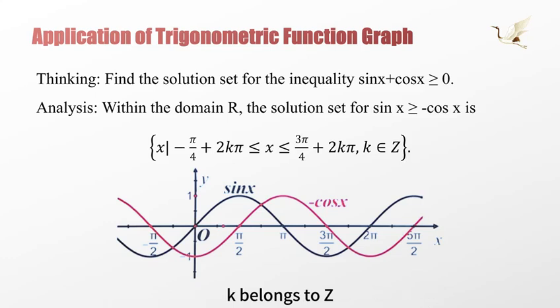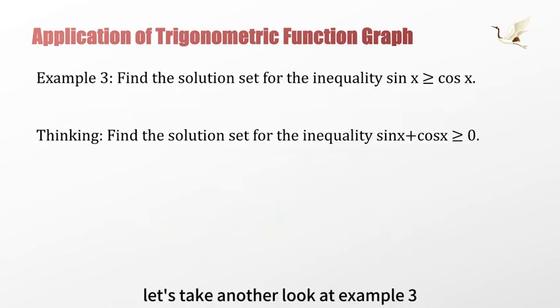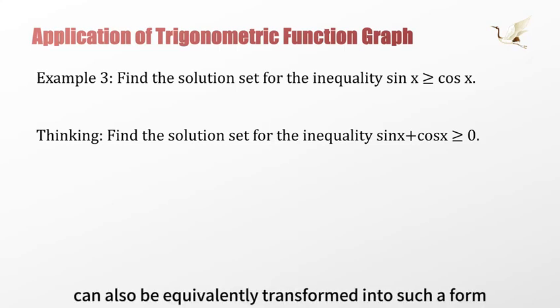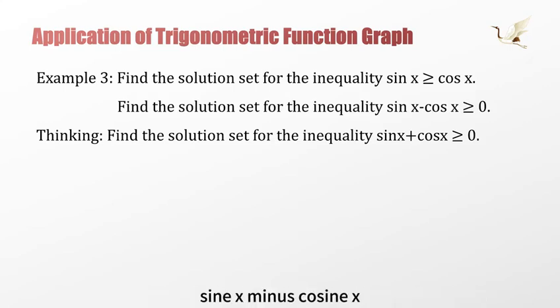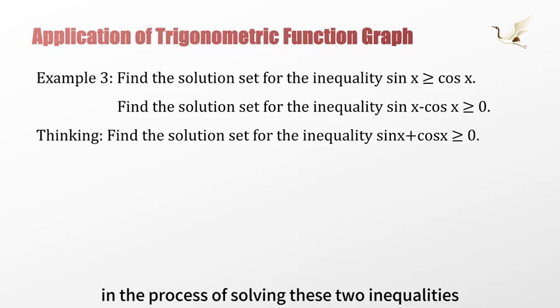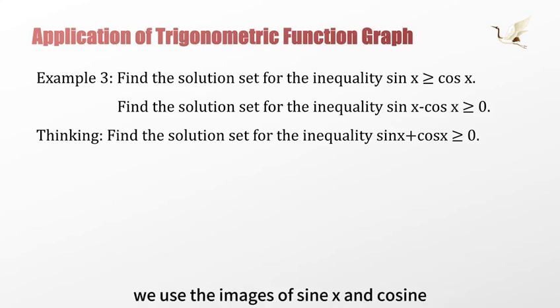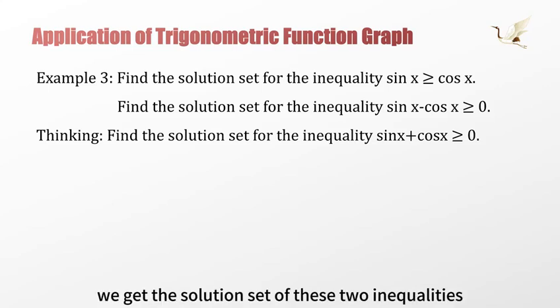K belongs to Z. Let's take another look at example 3 and this thinking problem. In fact, example 3 can also be equivalently transformed into such a form. That is to find the solution set of the inequality sin x minus cosine x greater than or equal to 0. Our thinking problem is the solution set of sin x plus cosine x greater than or equal to 0. In the process of solving these two inequalities, we use the images of sin x and cosine x and their properties. By observing the image, we get the solution set of these two inequalities.